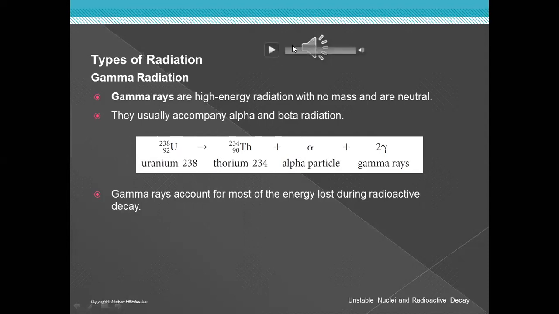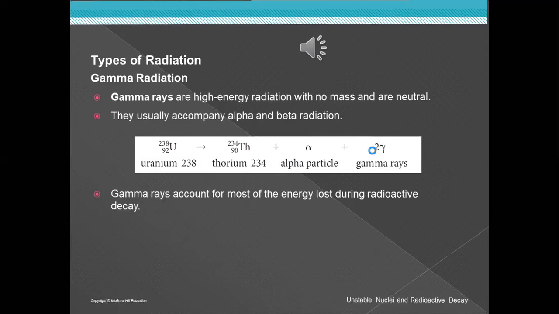Listen, please. Types of radiation. Gamma radiation. Gamma rays are high energy radiation with no mass and are neutral. They usually accompany alpha and beta radiation. Gamma rays account for most of the energy lost during radioactive decay.